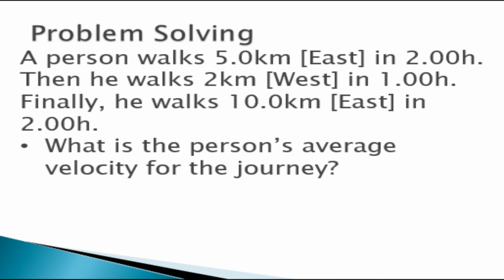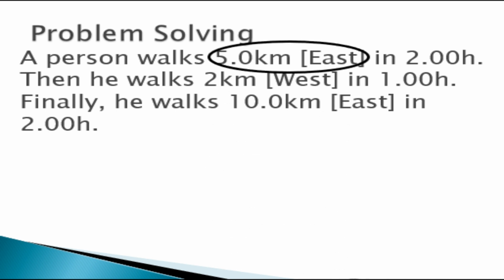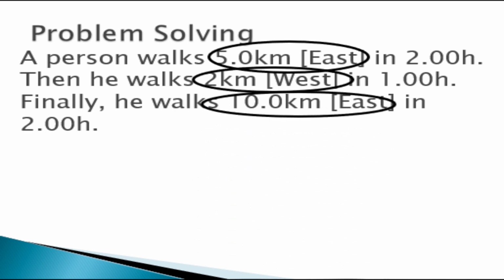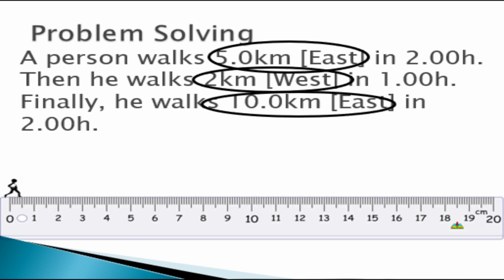So, let us try to put it into a diagram. So, we have 5 kilometers east, 2 kilometers west, and then 10 kilometers east. Let's say, for example, that this is the man. The man starts from point 0 and then walks 5 kilometers east. So, from that point, the man walked up to this point and then walks 2 kilometers west. So the man goes back by 2 kilometers.